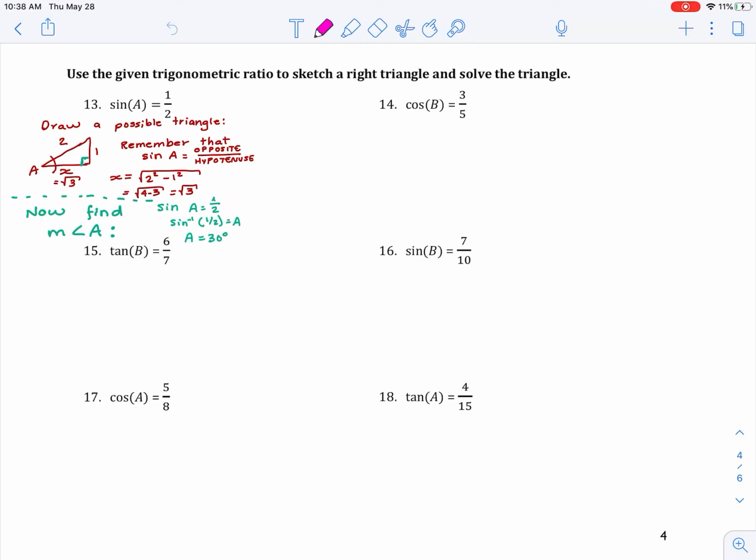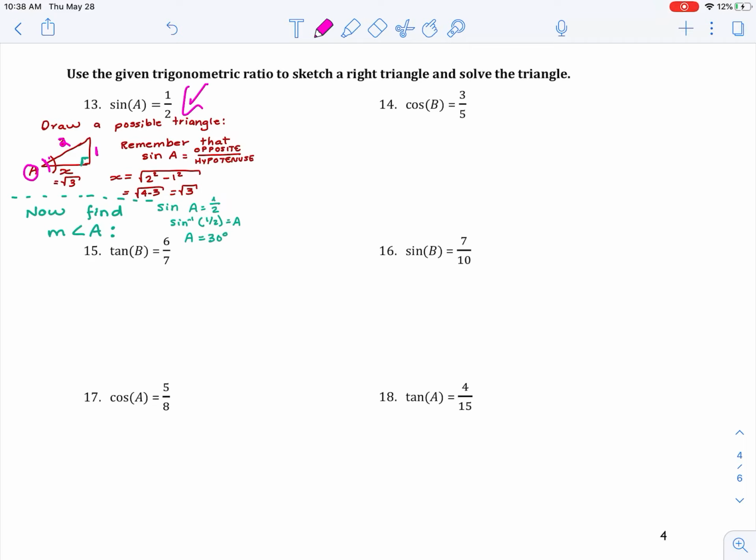So over here on the example, it walks you through what you're supposed to do. First of all, you have to draw a possible triangle to figure this out. You can see a right triangle is drawn here, and it says the sine of A is 1/2. So here's A, and sine is opposite over hypotenuse, so opposite is 1 and the hypotenuse is 2. Now that we know that information, you just solve it like the ones from before.